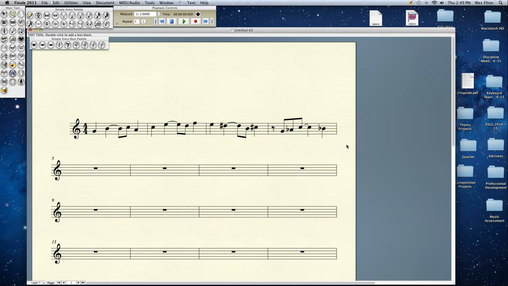Well, hello again, everyone. Today we're going to introduce sets and set class analysis. Take a look at this short little melody. It's 4 bars long. It's not going to win any awards. Let's just give it a listen.